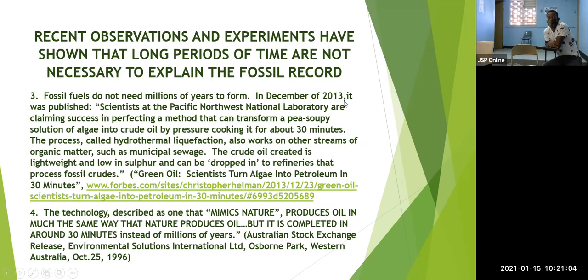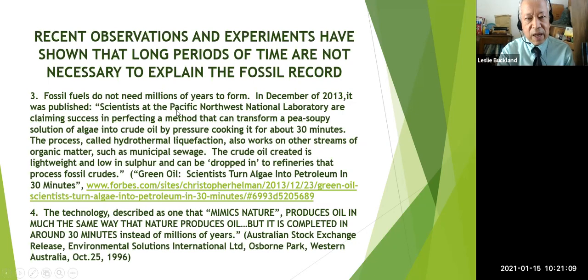In December of 2013, it was published, scientists at the Pacific Northwest National Laboratory are claiming success in perfecting a method that can transform a pea soupy solution of algae into crude oil by pressure cooking it for about 30 minutes. Notice that. Pressure cooking it for about 30 minutes, not millions of years. The process called hydrothermal liquefaction also works on other streams of organic matter, such as municipal sewage. The crude oil created is lightweight and low in sulfur and can be dropped into refineries that process fossil crudes.